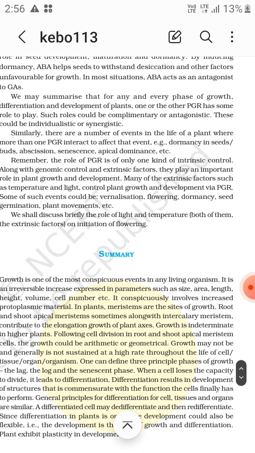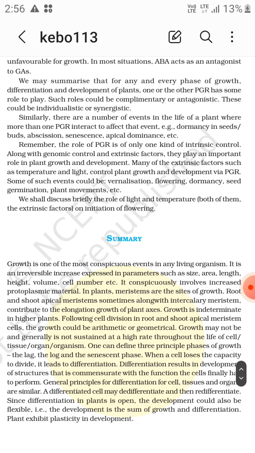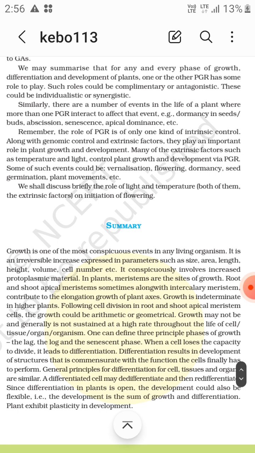Similarly, there are a number of events in the life of a plant where more than one PGR interacts to affect that event. Examples: dormancy in seeds, bud abscission, senescence, and apical dominance. Remember, PGRs are only one kind of intrinsic control. Along with genomic control and extrinsic factors, PGRs play an important role in plant growth and development.